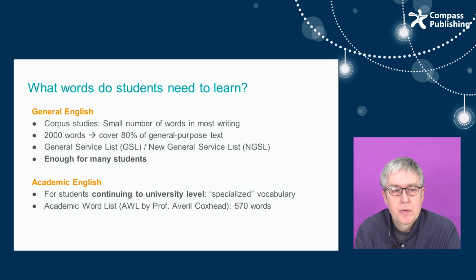But if students are going to an academic setting, if they're going to university, especially in a foreign country, they're going to need a more specialized kind of vocabulary. They're going to need words that are related to academic language. A good source for those words is the Academic Word List, the AWL as it's called. That's a list of 570 words by Professor Averil Coxhead from New Zealand. That's something else you can find online. Both of these resources are available for free online.